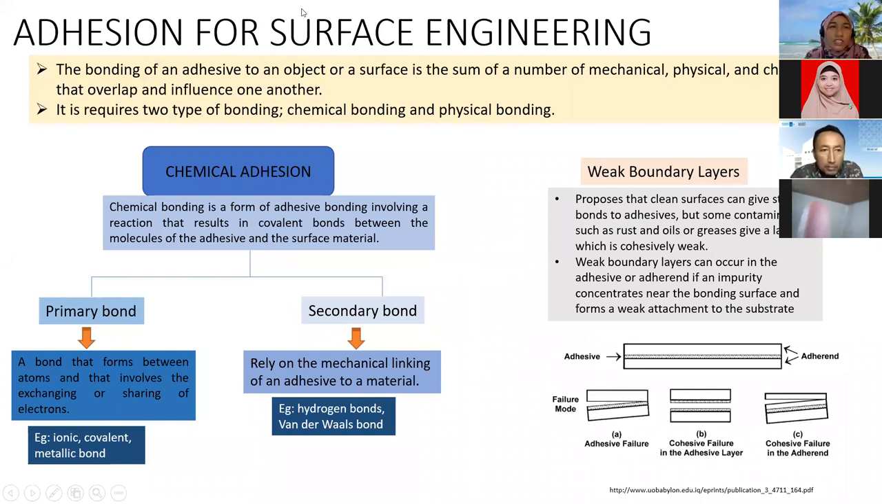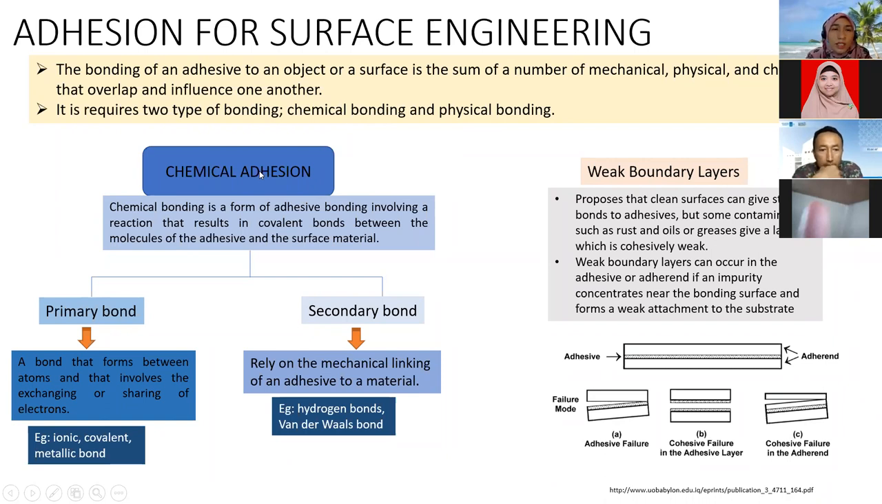Okay, adhesion for surface engineering. The bonding of adhesive to an object or surface is the sum of a number of mechanical, physical, and chemical forces that overlap and influence one another. So two types of bonding are required. There is one book about this mechanism of adhesion. It says there is chemical bonding, physical bonding, and mechanical, but mechanical overlaps between physical bonding and chemical bonding. Actually, chemical bonding and physical bonding also overlap in this adhesion force mechanism.